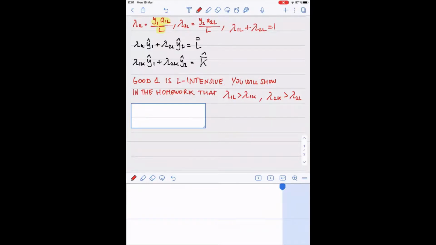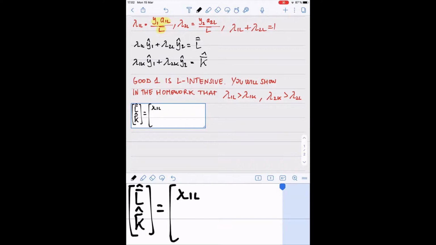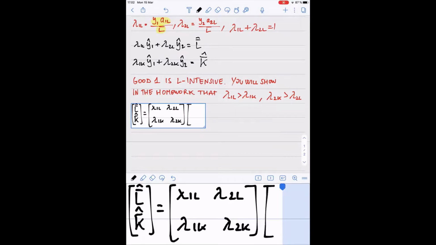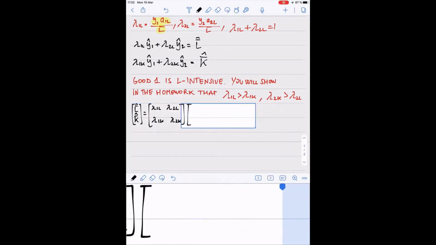Okay, so now that we make this conclusion regarding the labor intensity and capital intensity of the two sectors, we can proceed with writing the system of equations in matrix form, so that L bar hat, K bar hat equals the matrix lambda 1L, lambda 2L, lambda 1K, lambda 2K, times y hat 1, y hat 2.